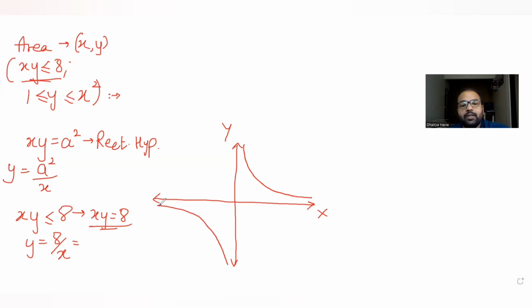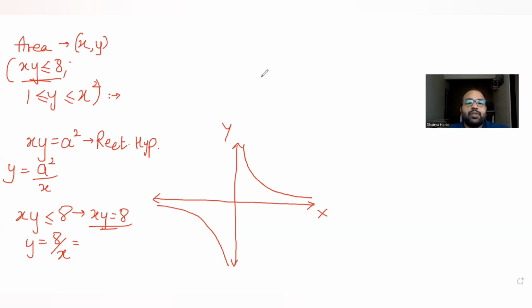And when the region is said to be lesser than or equal to, all the values of x and y lesser than or equal to in the first quadrant, in the second, in the fourth, and in the third quadrant. So this will be the entire focused region for now.